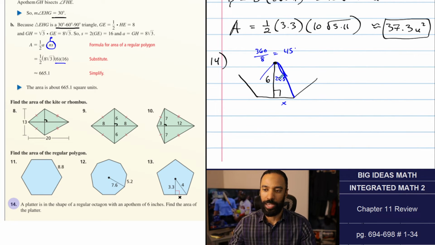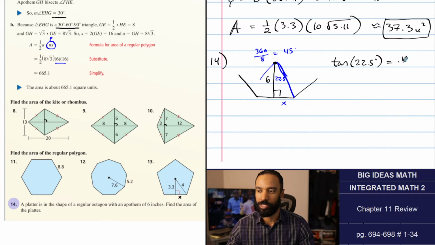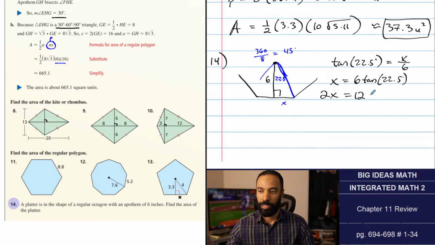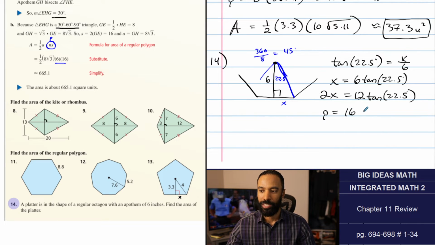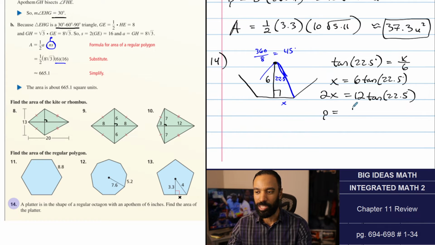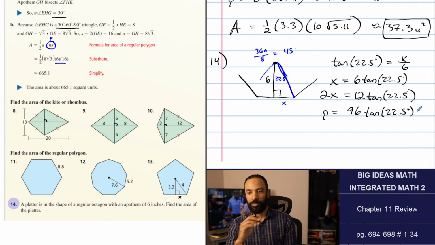So using trigonometry here, opposite and adjacent of the angle, I'm going to use tangent. The tangent of 22.5 degrees equals x over 6. Multiply both sides by 6. You get 6 times the tangent of 22.5 degrees. Let's keep that exact. Let's double that for the entire side length. And the perimeter, it's an octagon, so the perimeter is going to be 8 times that amount. 12 times 8, we just did that, 96. 96 times the tangent of 22.5 degrees. Notice no early rounding. There's your perimeter.